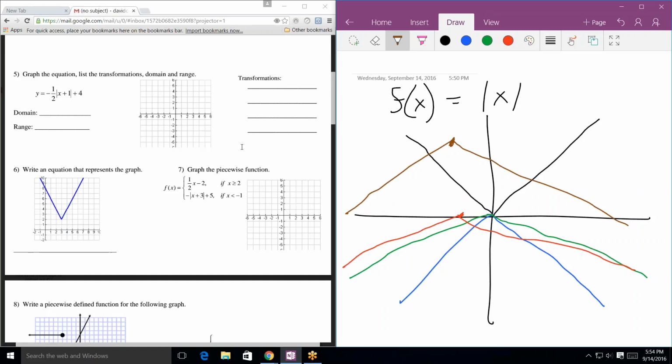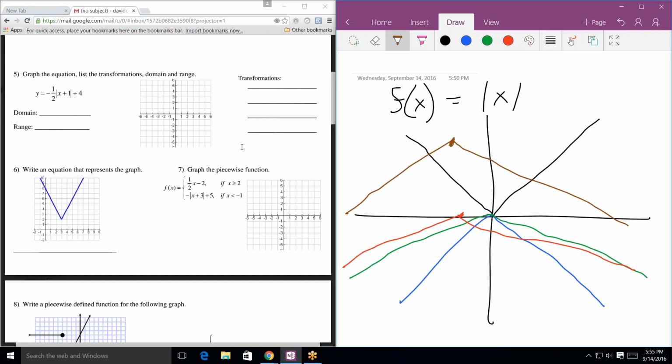Notice that when I went from the blue to the green, I changed the shape of the curve. That's because it was a shrink. But when I went from the green to the red, I was just doing a horizontal shift, so the red should have the same shape as the green. And when I went from the red to the brown, I was doing strictly a vertical shift, so it should also have the same shape as the red, and it does.